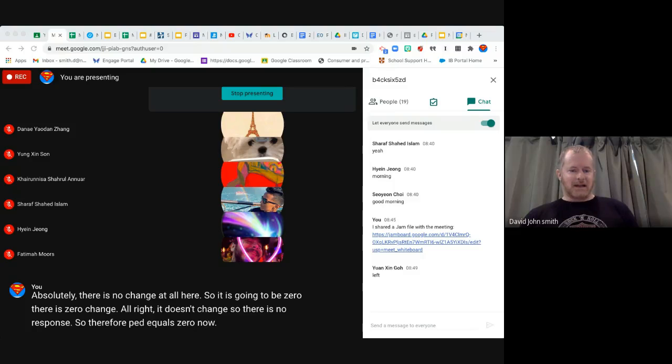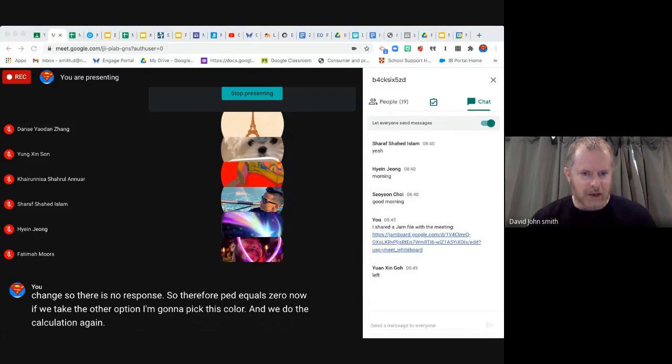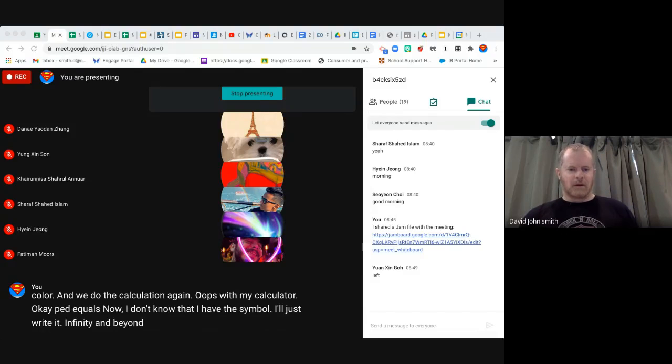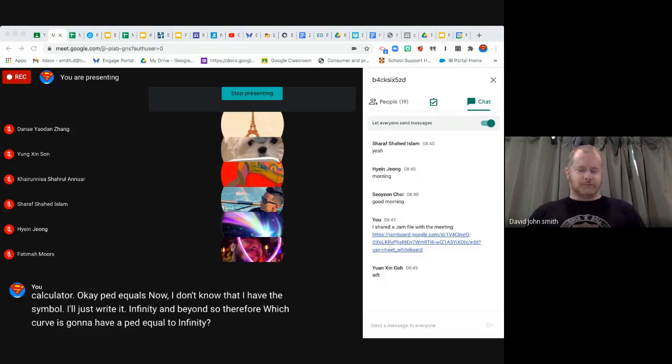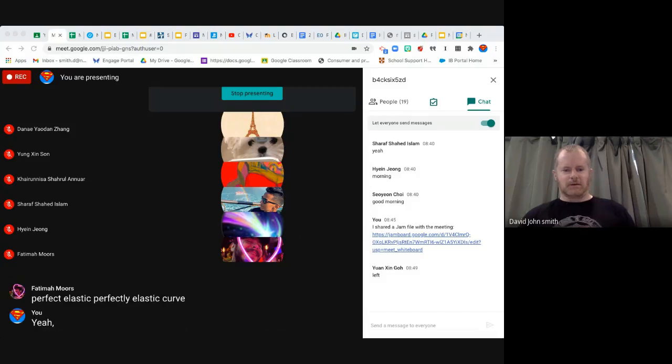Now, if we take the other option, I'm going to pick this color, and we do the calculation again. Oops, where's my calculator? Here you go. PED equals, now I don't know that I have the symbol. Oh, I'll just write it. Infinity and beyond. So therefore, which curve is going to have a PED equal to infinity? Perfectly elastic curve. Yeah, absolutely it will. Just like that.